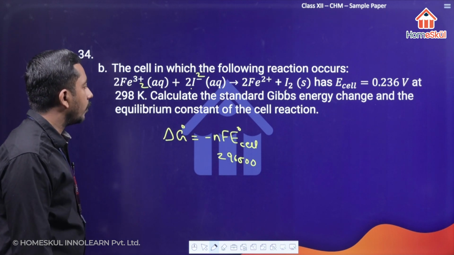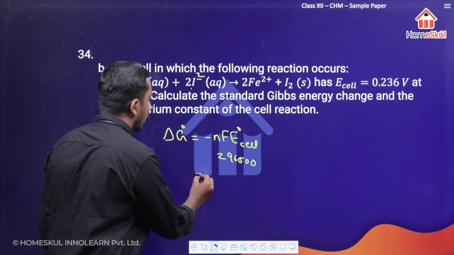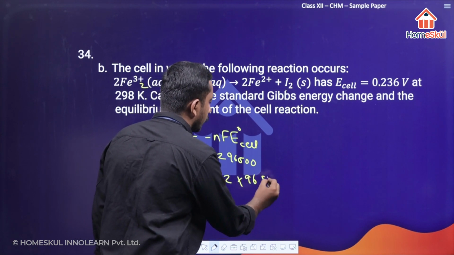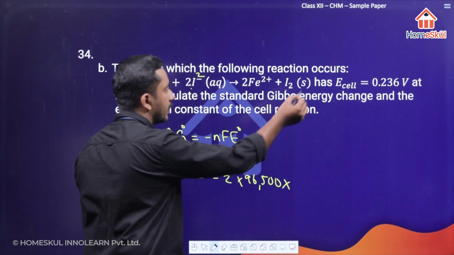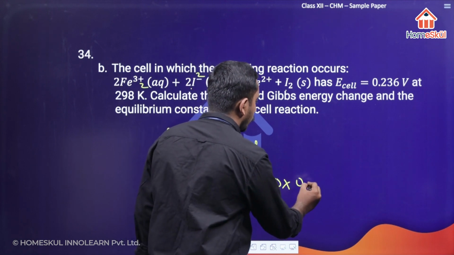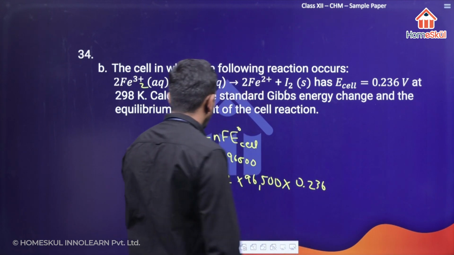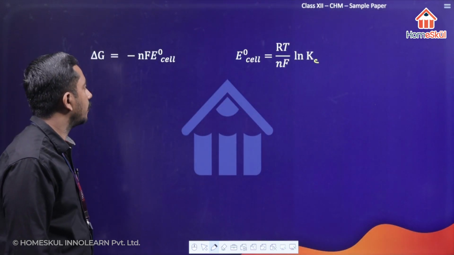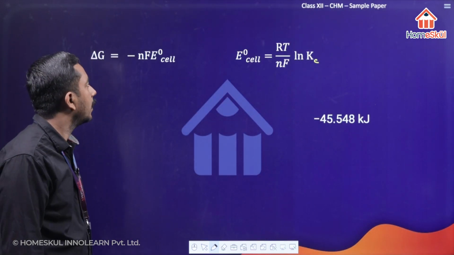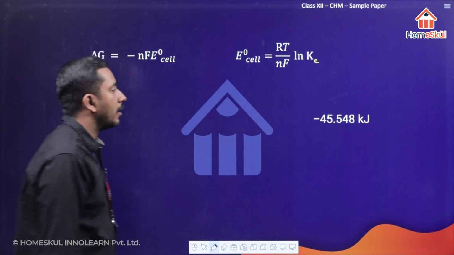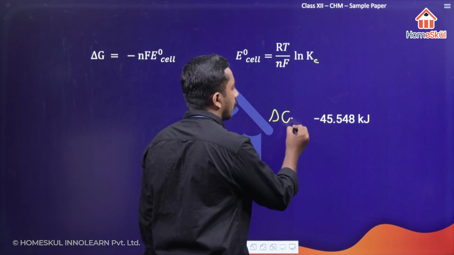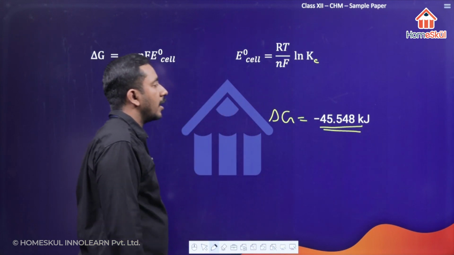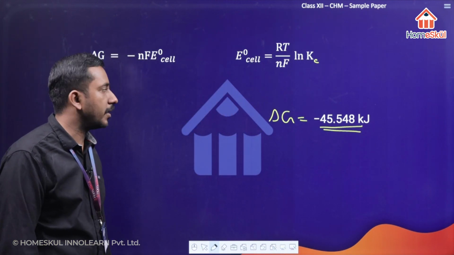Alright. So what will be the value of delta G? The value of delta G will be minus 2 into 96,500 into the given E cell, that is 0.236. That will give you the value of Gibbs free energy. From this equation we can calculate the value of delta G. We will obtain the value of delta G as minus 45.548 kilojoules. So that will be the value of delta G that we obtain.